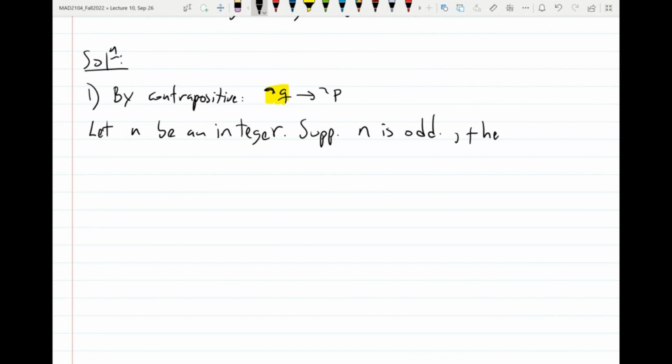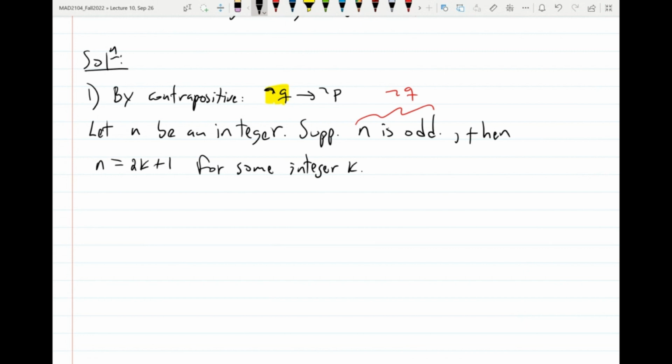then notice the structure. This guy here is my negation Q part. Okay, so suppose n is odd, then that means that n can be written as 2k plus 1 for some integer k. Does everyone understand this? That's the definition of odd. That's what it means to be an odd number.